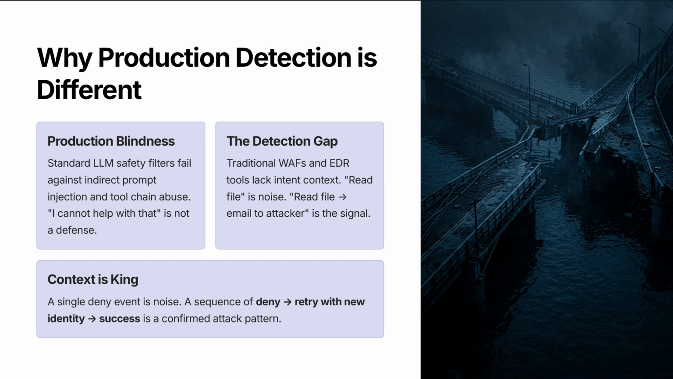A single deny event might be normal, but a pattern like deny, then retry with a new identity, then success, is not normal. That sequence tells you you're looking at an active attack, not just a noisy application event.